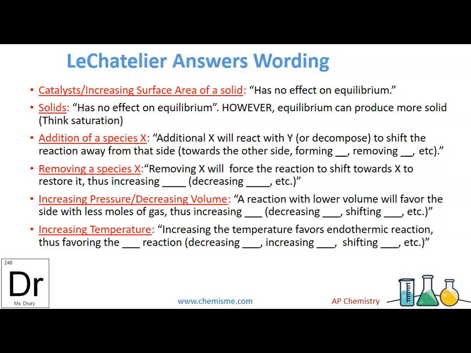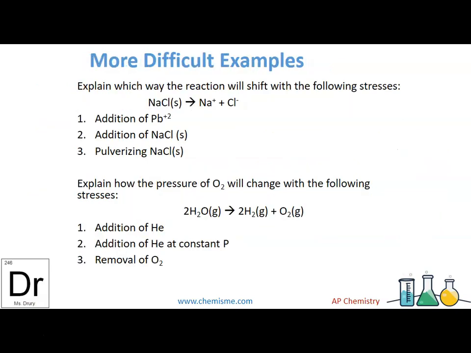Increasing the temperature. You should write something like, increasing the temperature favors an endothermic reaction, thus favoring forward or reverse. Or you can say it decreases this by reacting with this, increasing this, decreasing that. So notice that it's not enough to just say shifts right. You have to say it collides with this to form this, or it restores this by using this, right? A little more detail about exactly what's going on.